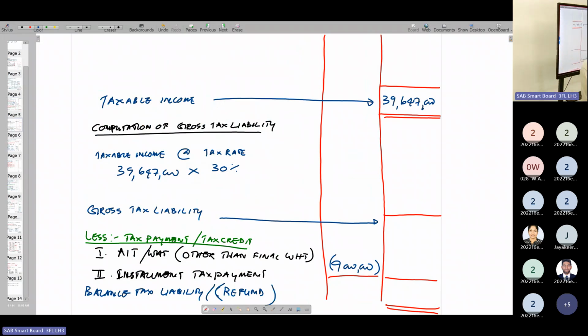And what is the tax? 11,894. 100. Right. No any other thing.